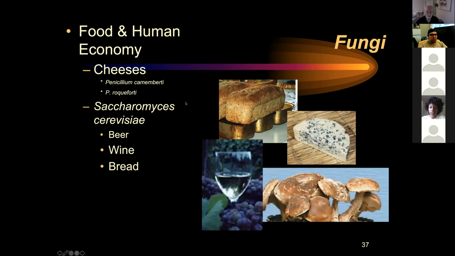More familiar to us are the ways that fungi help us get food. So cheese, here you see fungus making cheese. We use yeast to bake bread. Yeast is a fungus. And to make beer and wine. And sometimes we just eat the fungus directly.